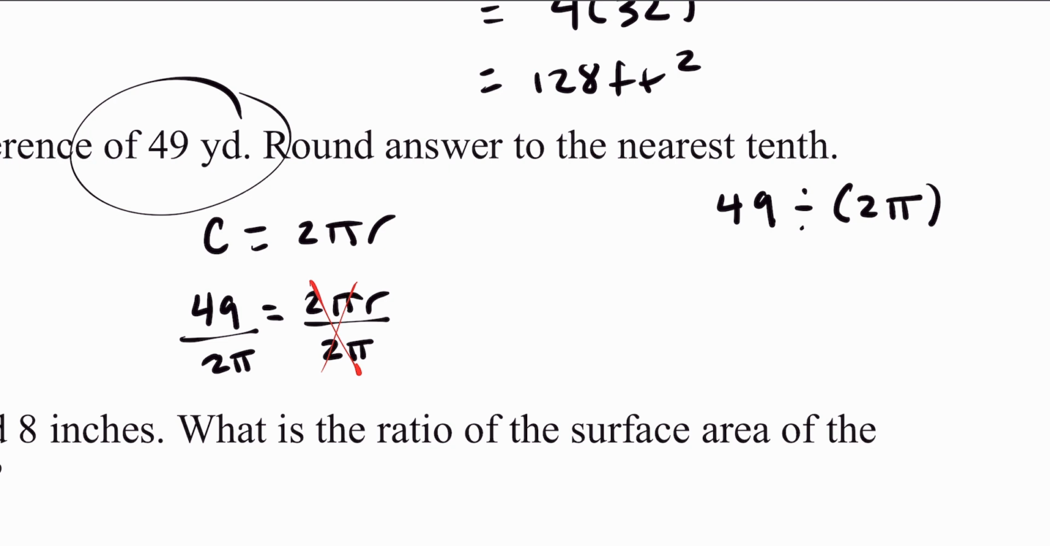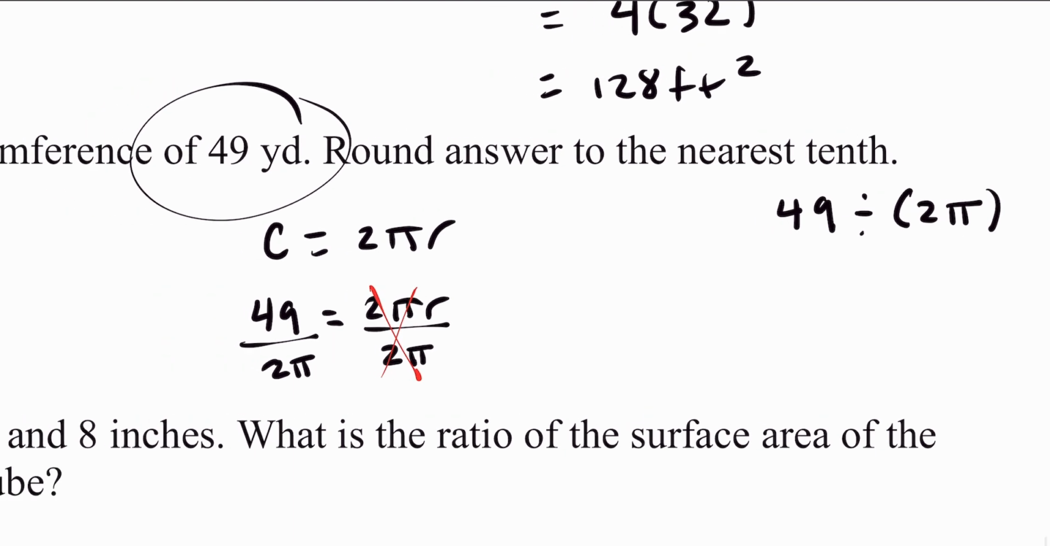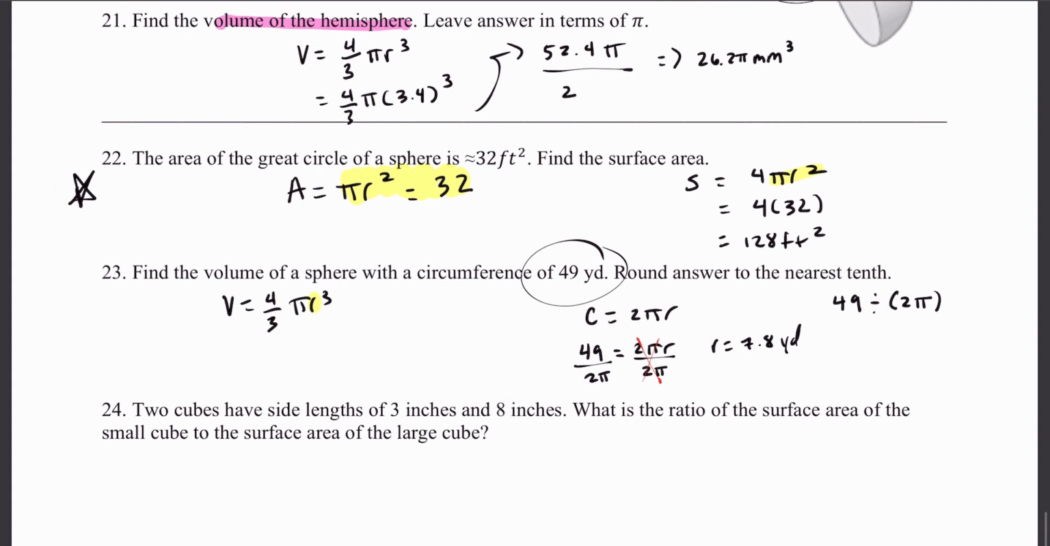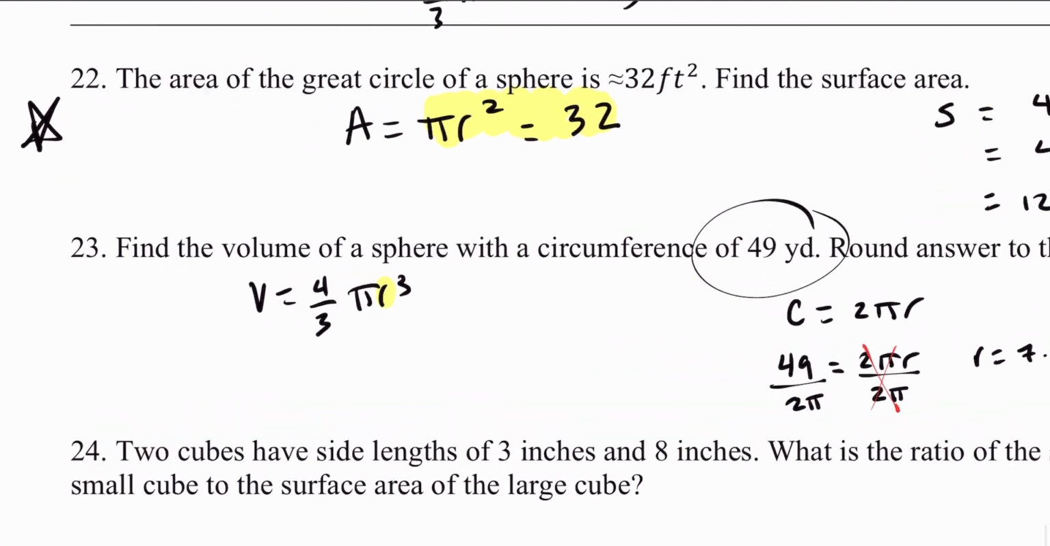So 49 divided by parentheses 2 pi, because the 2 is a number and pi is a number. Order of operations do matter, so please keep that in mind. So what do I get? 49 divided by parentheses 2 pi is 7.8. So your radius is 7.8 yards. But that's not what the question is asking me. It's asking me to find the volume.